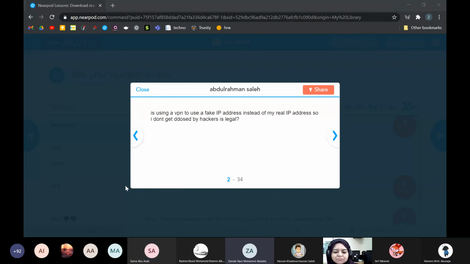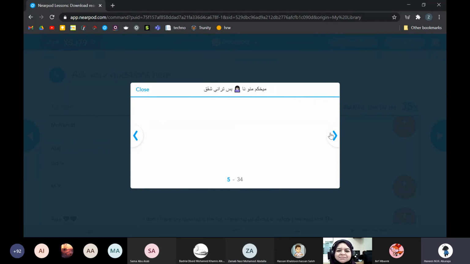If I remember correctly, VPNs are illegal, right? Yes, they are illegal. So to keep yourself in the safe zone, just don't use VPNs. If you do come to use VPNs, it's better, of course, to use a fake IP address. You don't want to be hacked by an anonymous hacker on the internet through your real IP address. Got it? So basically, do not use a VPN because it's illegal.